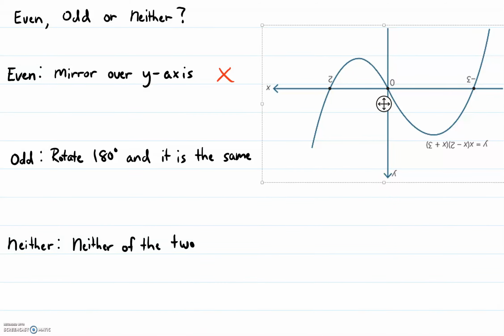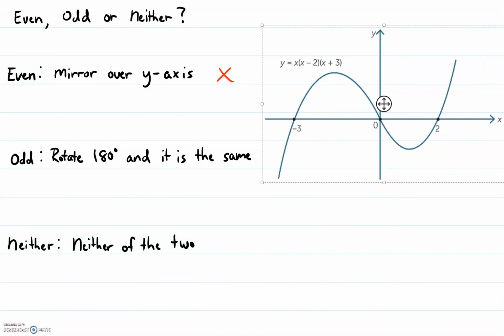Now, I've spun it 180 degrees, and it's upside down, you can see, and it looks similar to the way it looked to start out with, but it's not the exact same. So notice when we've rotated it 180 degrees, the first point we run into is 2, which would actually be negative 2 if we rotated it 180 degrees. Whereas if we go back to where we started, on the left-hand side, we actually intercept at negative 3.